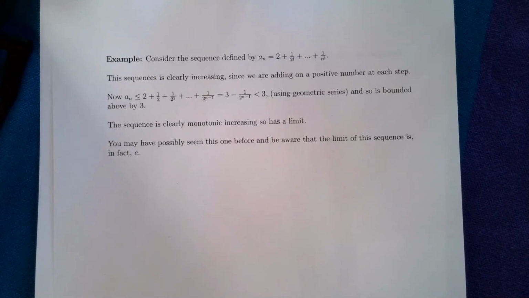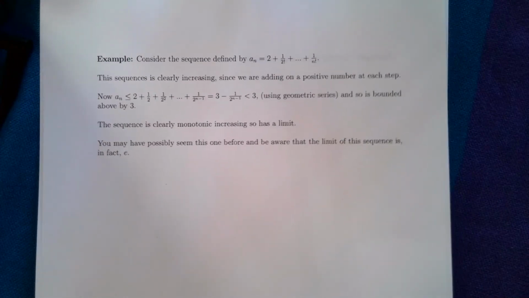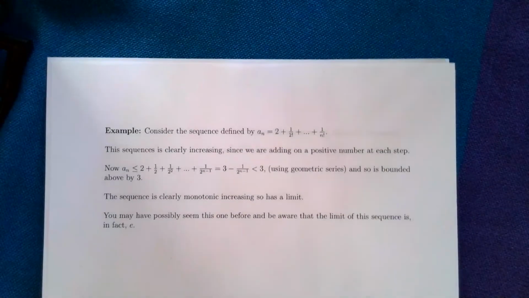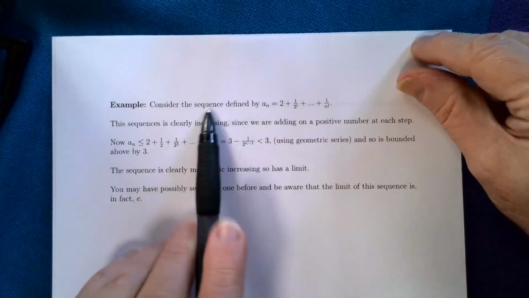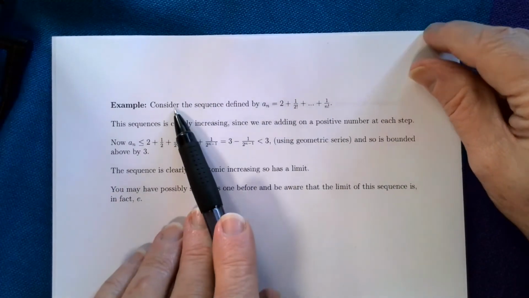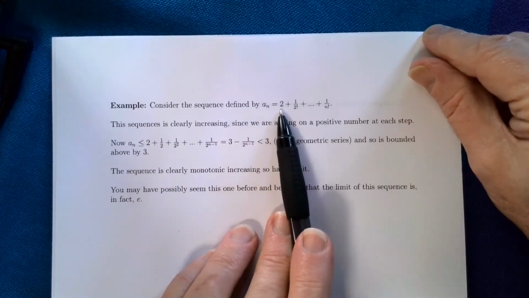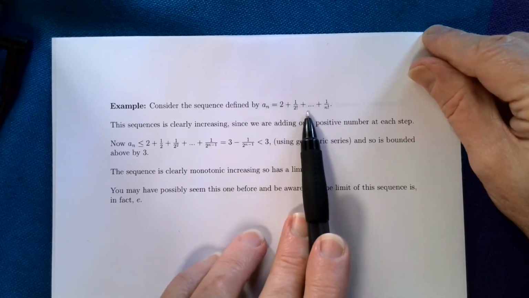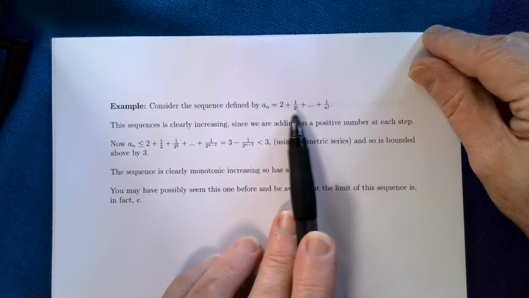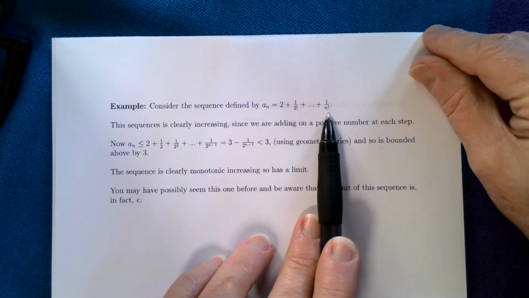Okay, final example here, which I'm just going to do fairly quickly. You can perhaps have a look at the details yourself here. So we're going to consider this sequence. It's a_n is 1 plus, so it's 2 plus 1 on 2 factorial plus 1 on 3 factorial plus 1 on 4 factorial up to 1 on n factorial.